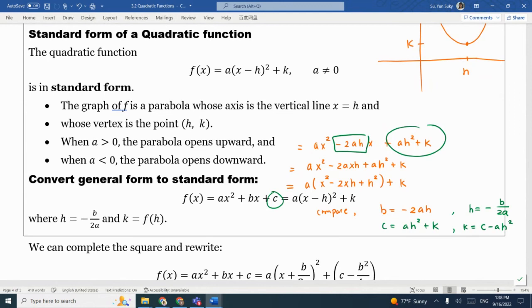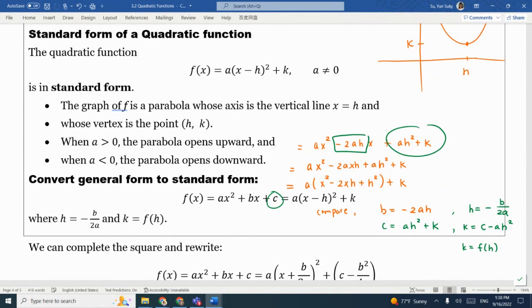Okay? Therefore, we have the formula h equals negative b over 2a. And what's k? Well, k is this, but it's also equal to f of h, because when you plug in h in here, this h minus h is 0. Right? So you get k equals f of h. So k also equals f of h. And this is the formula for h and k.